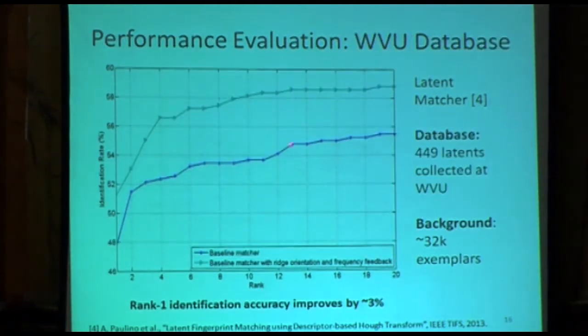Now, I also ran the experiments on another database which was collected at West Virginia University. Again, I wrapped the paradigm around the same latent matcher. The background consists of 32,000 exemplars, and the rank 1 identification accuracy here improves by 3%. This is because these latents are not actually operational latents, so they do not exhibit the true characteristics of latents. Most of them come close to rather good quality fingerprints. So the paradigm doesn't really help that much, but still there is a subtle improvement in the accuracy.